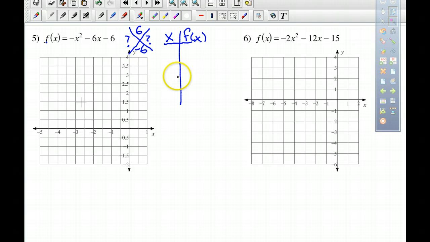What value goes in the middle? Vertex, yeah. The middle of your graph, the middle of your T-chart, that's where you always begin. x sub v is negative b over 2a. Go ahead and calculate that, the x value for your vertex. You have negative of negative 6, all over 2 times negative 1, equals negative 3.